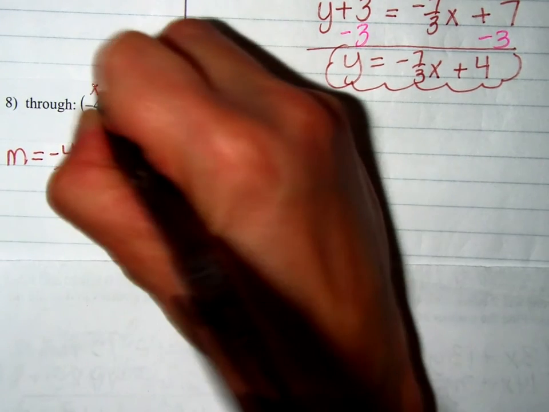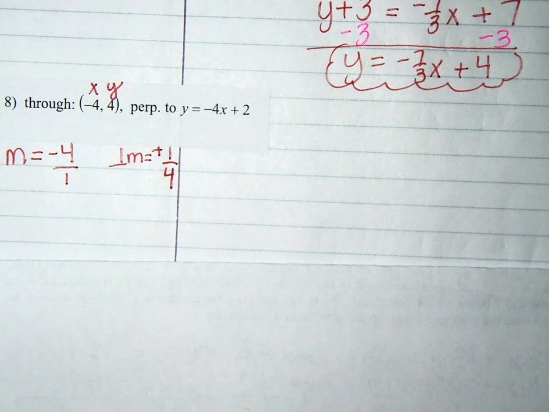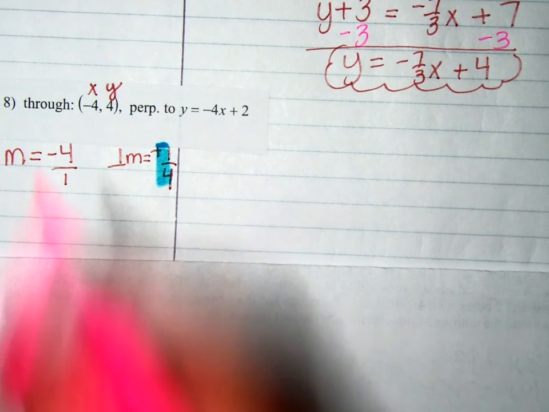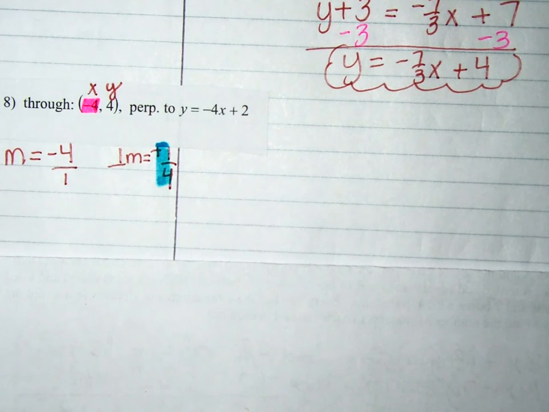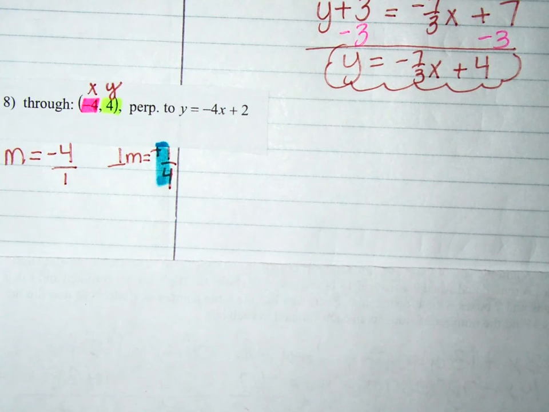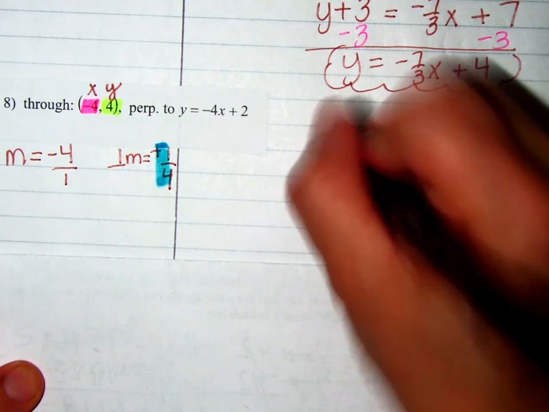Label your ordered pair, and then highlight so you do not make mistakes when you're plugging in. You may pause the video at any time to catch up or to work through the problem on your own, and then we can compare our work when you're done.